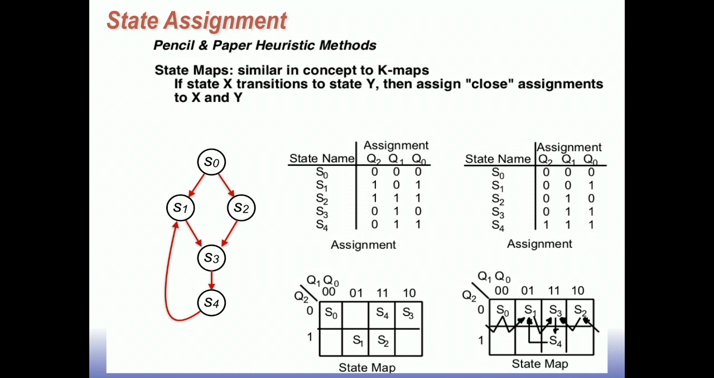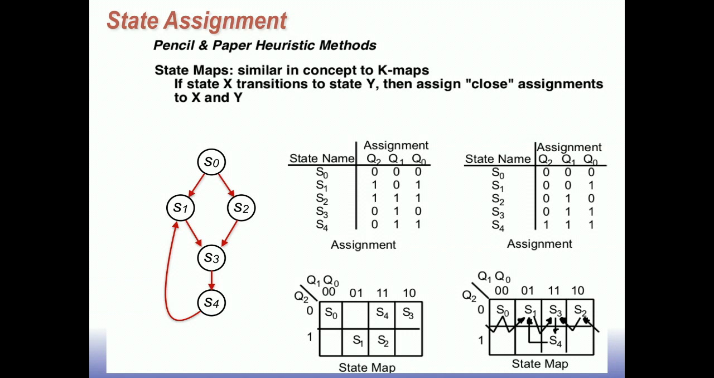All right, so for instance, if you look at this state transition diagram here, S0 transitions to S1, so we should have a state assignment for S0 and S1 that is similar to one another. Right? Likewise, we probably want S2 to be similar to S1.